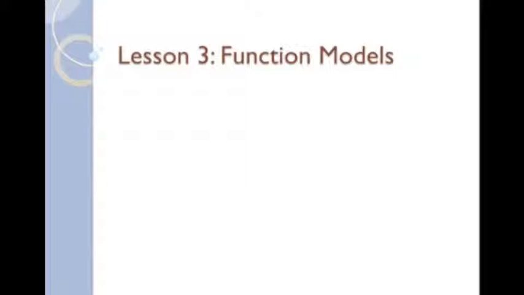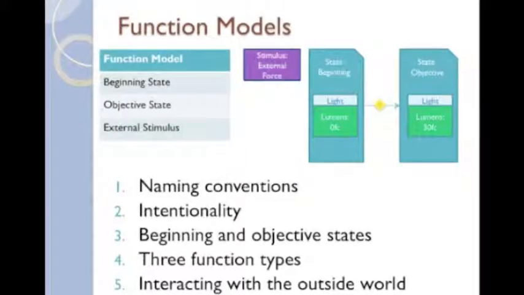Lesson 3. Function Models. Function models describe the intention of a system. They do this by describing some beginning state of a system and then the desired objective state of the system after the function occurs. Furthermore, function models describe one or more external stimuli which act on the system to help accomplish the function. In this section, we will consider the naming conventions for functions, the intended use of the system, beginning and objective states, 3 different kinds of functions, and using functions to describe interactions between the system and things external to the system.